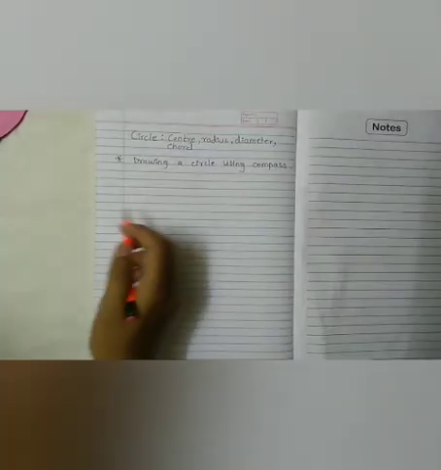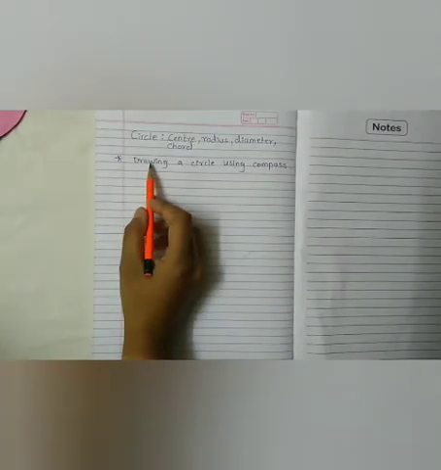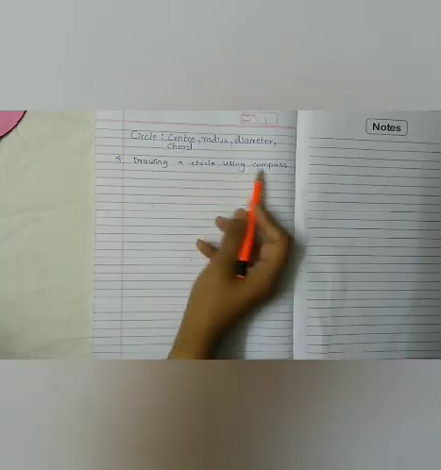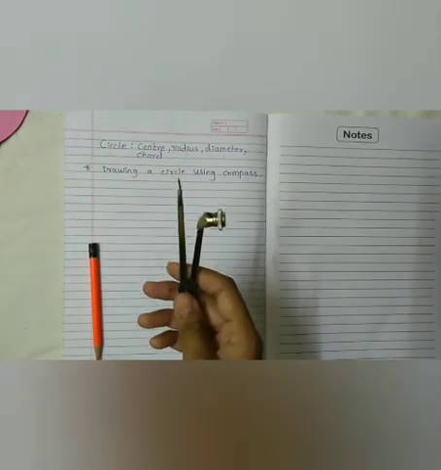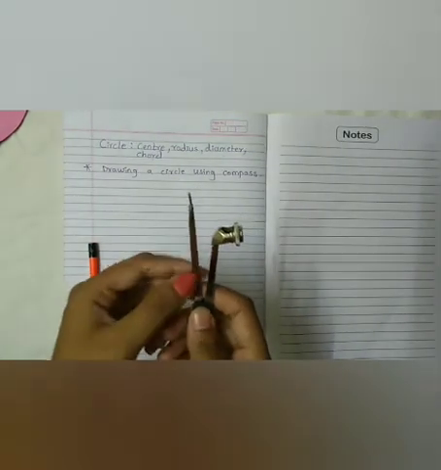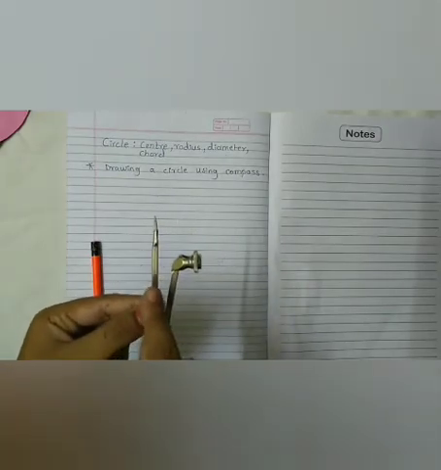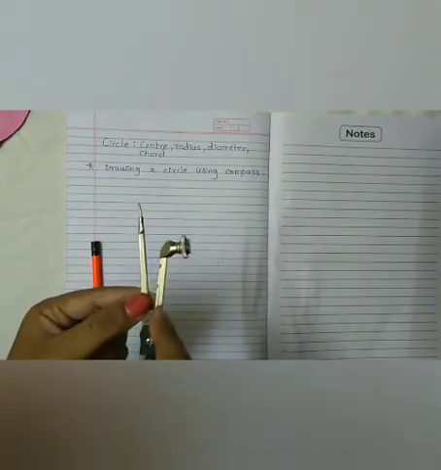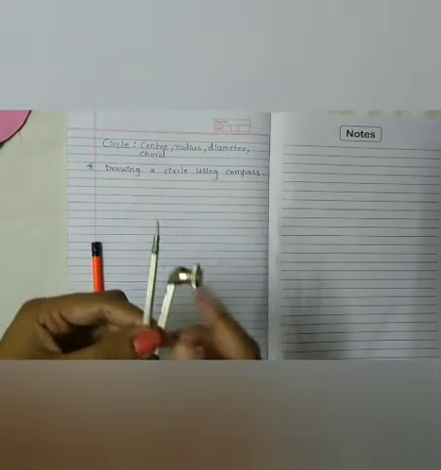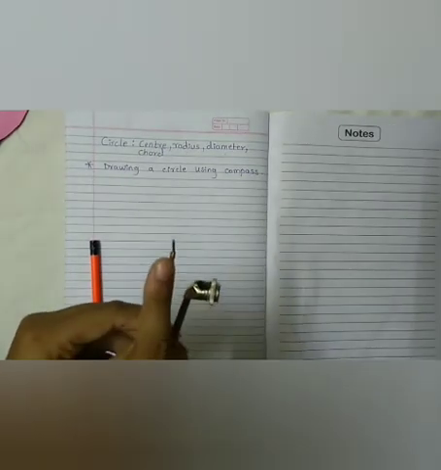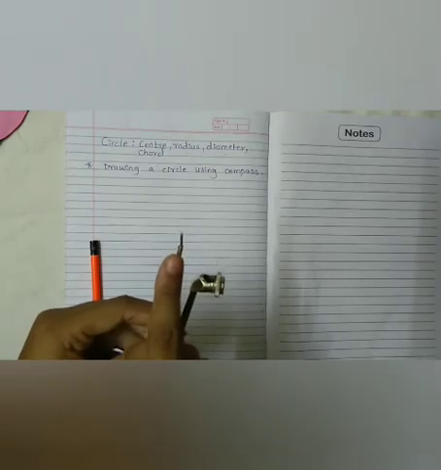Okay. Now children, next we are going to study drawing a circle using a compass. Before going to draw a circle, we will see what a compass is. So children, this is a compass. This is a geometrical instrument which is used to draw circles. Okay, understood? Now children, this is the steel tip of the compass.